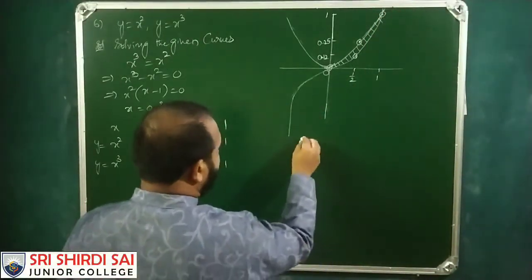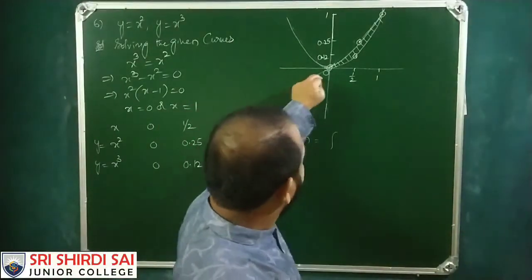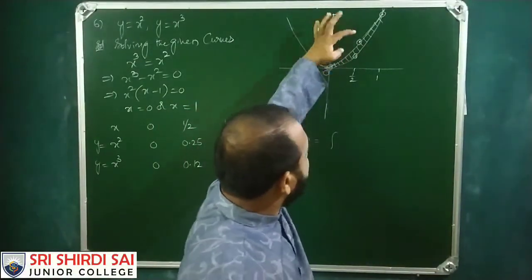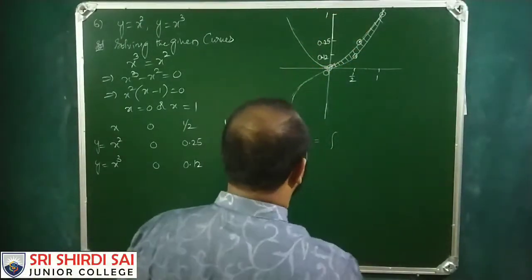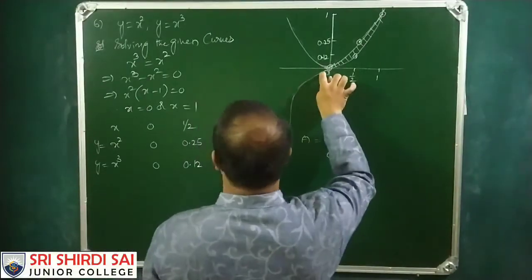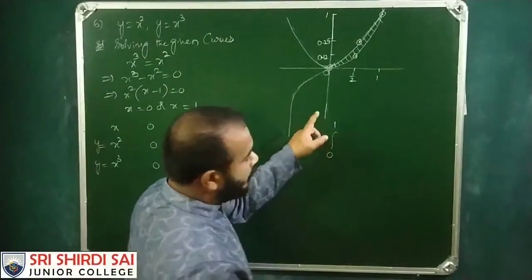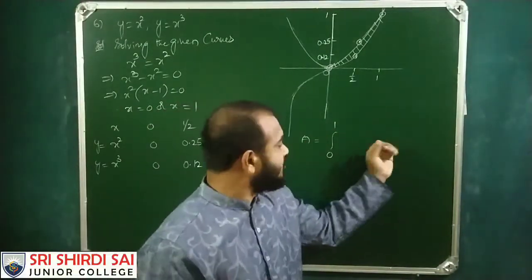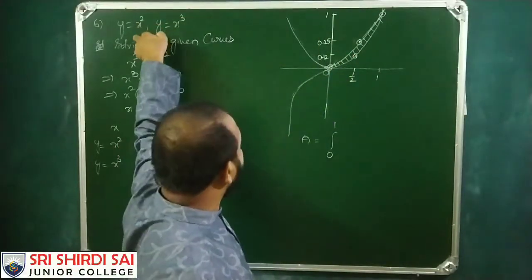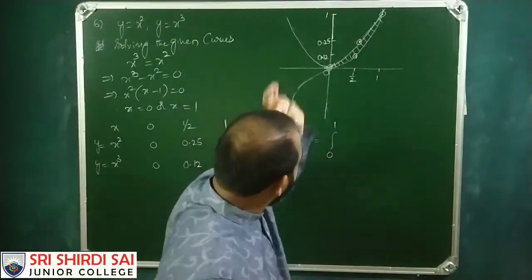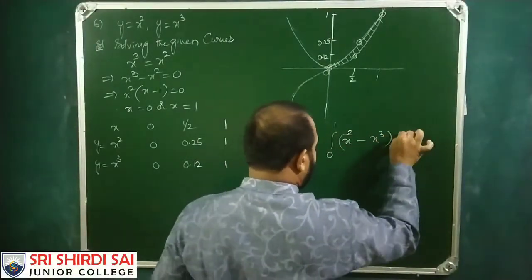So therefore area is equal to, here we can clearly see that from 0 to 1, this is the parabola. The parabola is the dominating upper curve and this is the lower curve. So 0 to 1 are the limits of x. So the integral of y dx. Here there are two y's: y equals x square, which is the upper curve, minus y equals x cube, which is the lower curve.